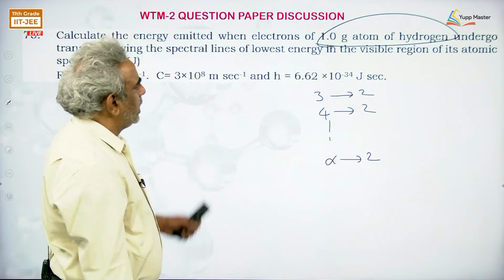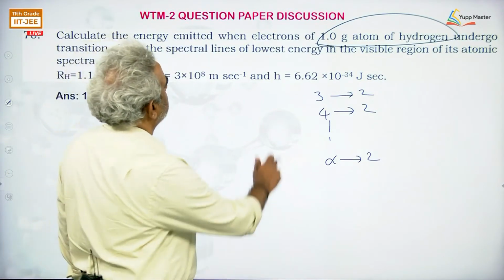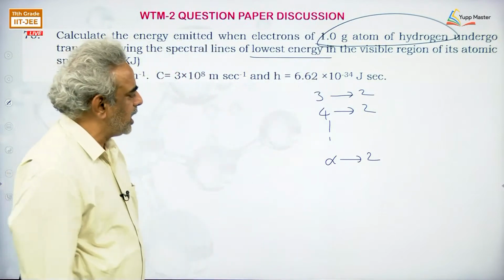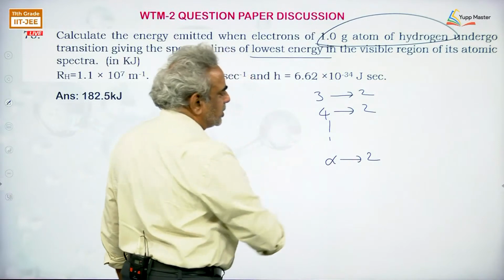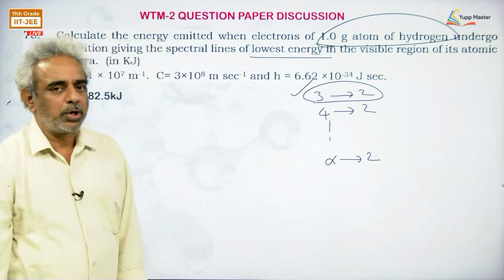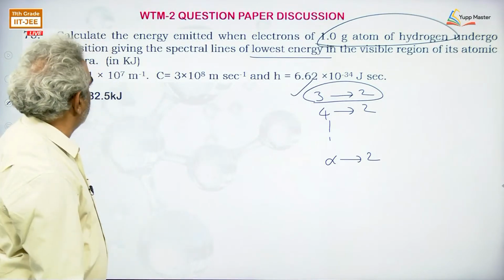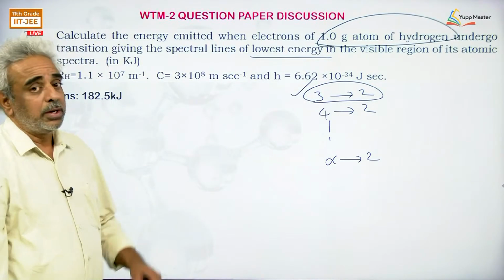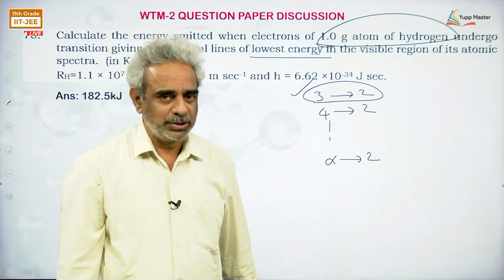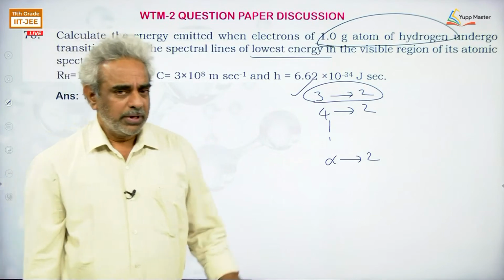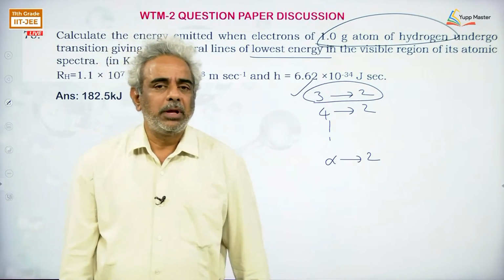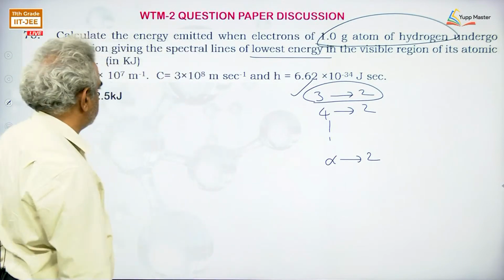So, he wants lowest energy line. In this, what is the lowest energy line? This is series limiting line, highest energy. This is the least energetic line. So, we have to select that particular transition. We would like to calculate the energy of that transition, not in a single hydrogen atom, in a 1 mole of hydrogen atoms. First we will calculate per single atom, then we will multiply with Avogadro's number. So, single atom.